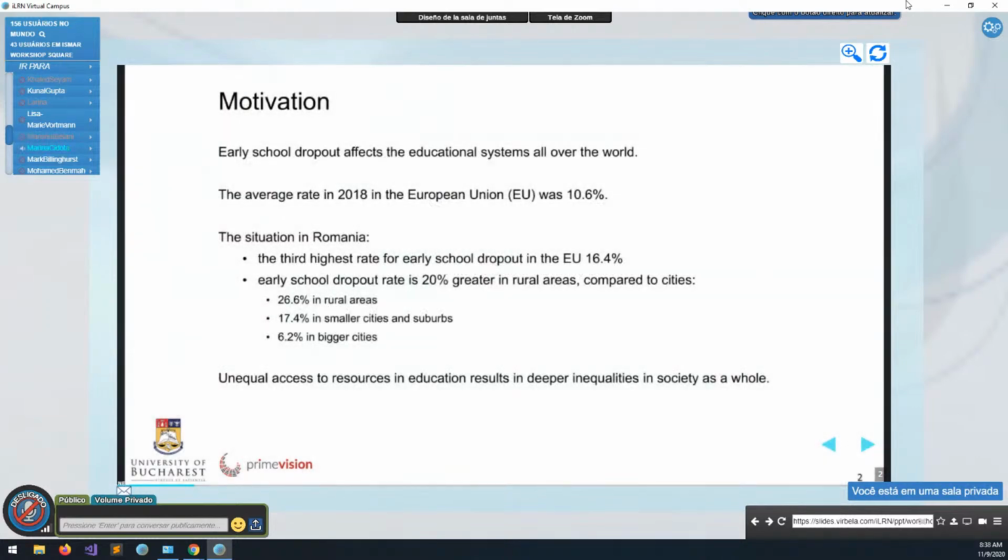So the situation in Romania is not very good. It ranks the third highest rate in the European Union, and the average in the EU in 2018 is around 10%, which is quite high. This is a phenomenon that affects educational systems all over the world. And it's a very serious problem as it results in unemployment, poverty, poor health. In other words, low quality of life.